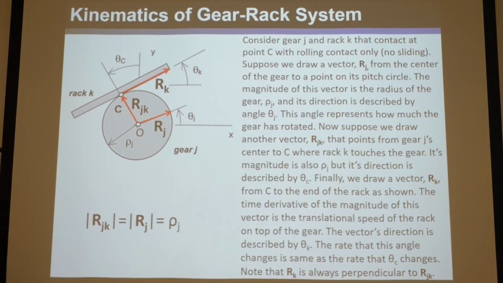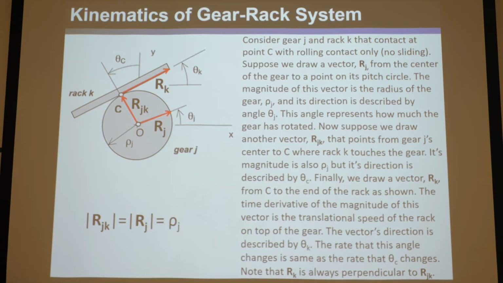We're going to look at omega c or theta c prime, which are both basically the rate that theta c changes as a function of time or the input variable. So it really doesn't matter whether you do horizontal or vertical there. But just know that theta c captures the position of that vector, which always points to the touch. Before, in the analog, that pointed to the center of either the ring or the gear circle. This is pointing where they touch. Finally, we draw a vector rk from C, where they touch, to the end of the rack as shown, right here, rk.